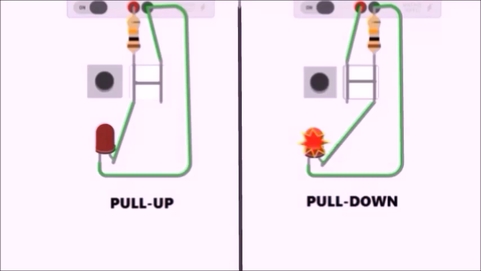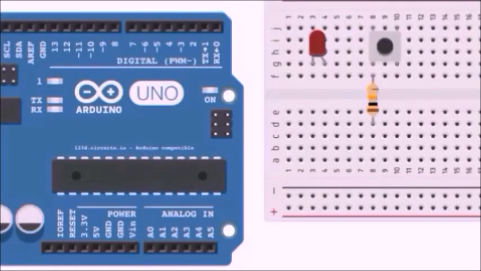Now we are going to see how to use our button with an Arduino board. For this, we're going to need an Arduino board, a push button, a 10K resistor, and a LED. Let's begin the plug-in.